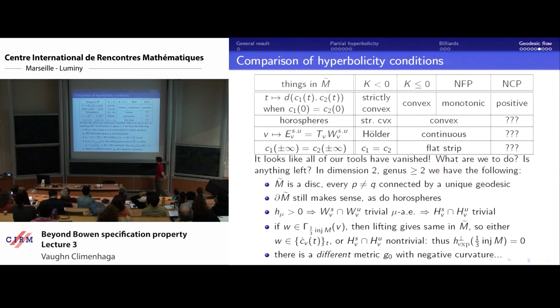If the horospheres would overlap more than that, then you would have non-trivial intersection between the stable and unstable manifolds. So that's one observation, that for every positive entropy measure, you have trivial intersection between the stable and unstable horospheres almost everywhere. Hold that in your mind.